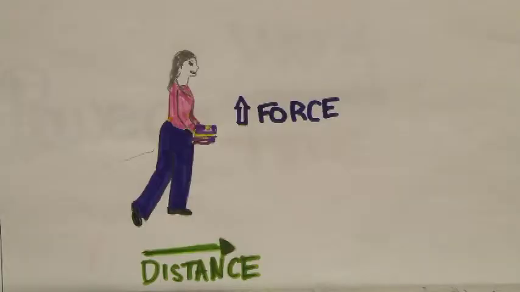Work is a transfer of energy that occurs when a force makes an object move. This picture shows a girl carrying books while walking. She is exerting a force on the books with her arms, and the books are moving. As a result, the girl exerts force in the direction the books are moving. Therefore, she is doing work.